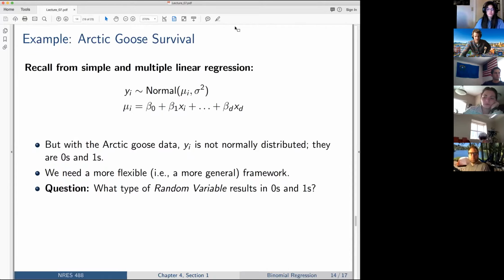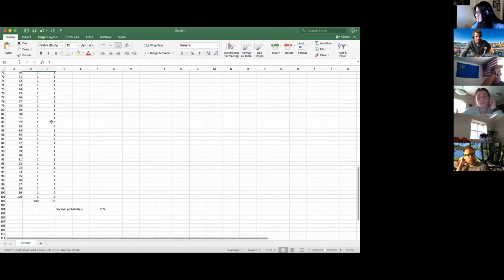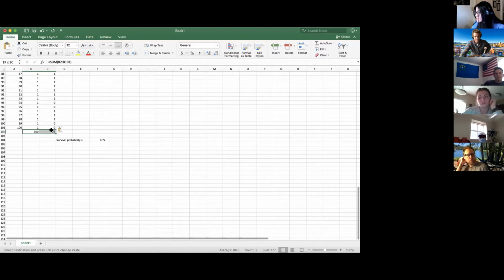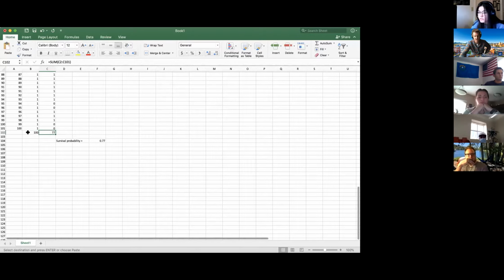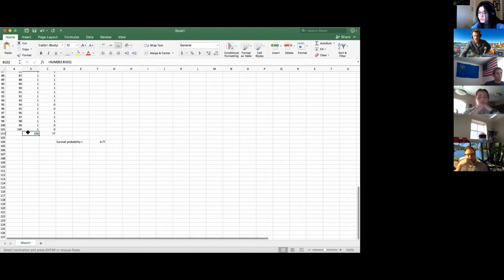If we go back to make one more distinction between Bernoulli and binomial, if we go back to our Excel sheet, each one of these is one Bernoulli trial. We have 100 Bernoulli trials. If we add them all up together, this is a binomial random variable, where we had 77 successes out of 100 potential successes.